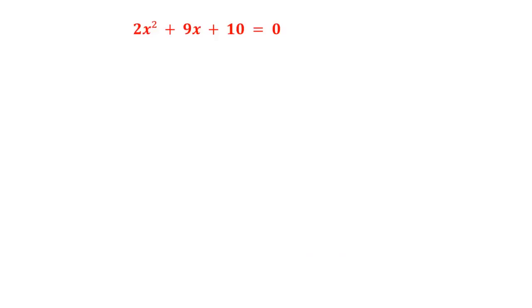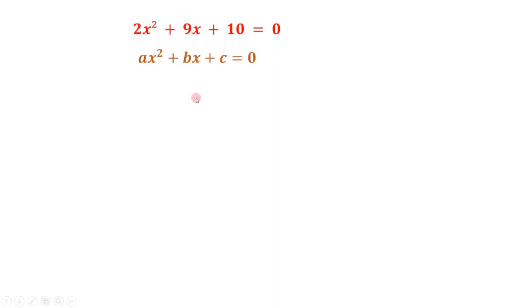Hey, welcome back. Today in this video, we're going to learn a trick with the help of which we can determine the roots of a given quadratic equation. So let's start. First of all, let us take an easy example, which is 2 times x squared plus 9 times x plus 10 is equal to 0. Let us try to understand this very method.